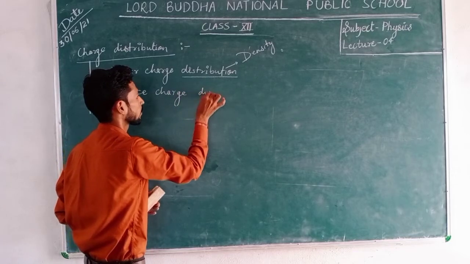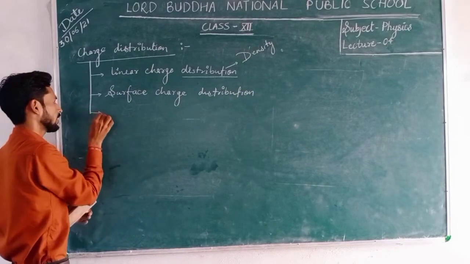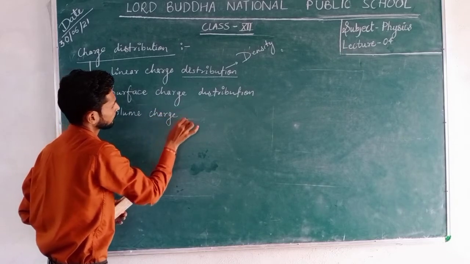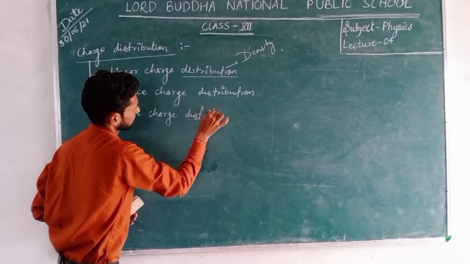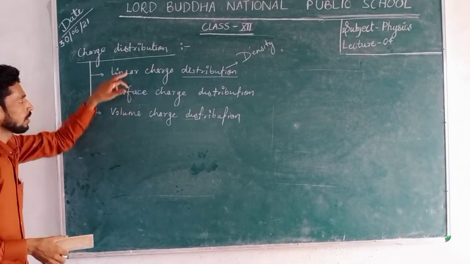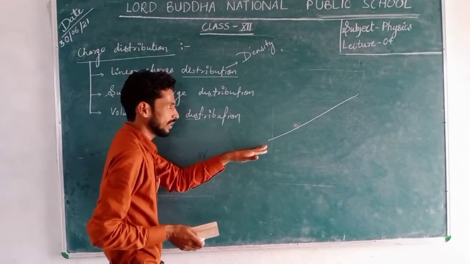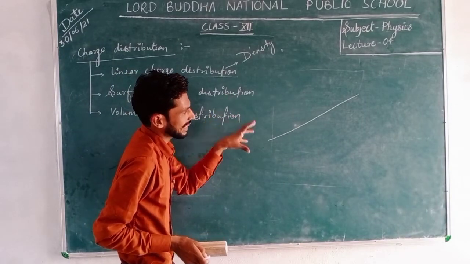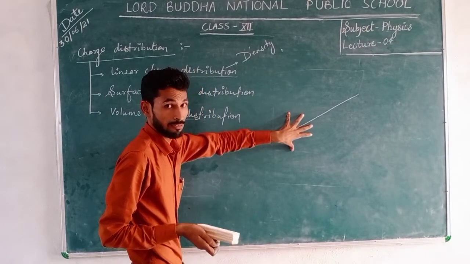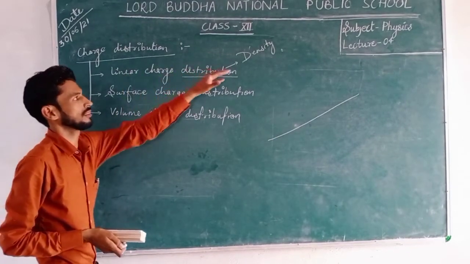Surface charge distribution. And third and last is volume charge distribution. In particular cases, linear means there will be a single line. On this line, how many charges are present? In this situation, if we take the formula for the density, it will relate to linear charge distribution or density.